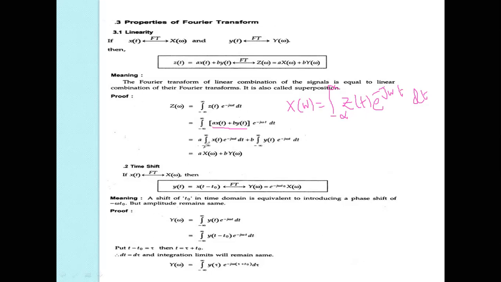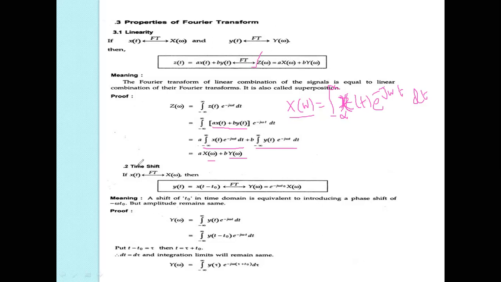And again, this is similar to the equation X of omega is equal to the integral of X of t e power minus j omega t dt, which is X of omega. And here also the same thing, instead of X of t, it is Y of t, which you can write as Y of omega. Now Z of omega is equal to A into X of omega plus B into Y of omega. What we have is the same.